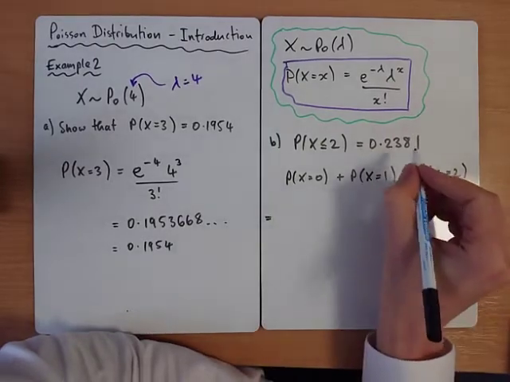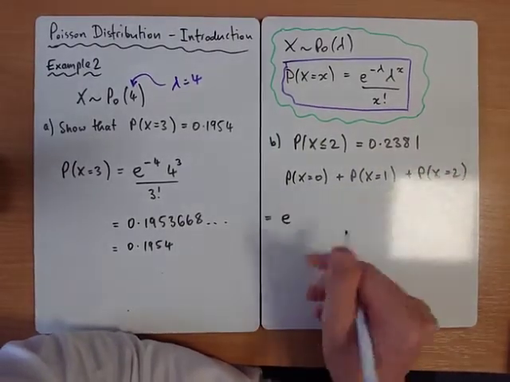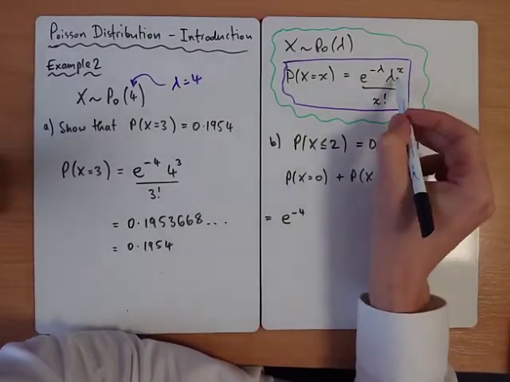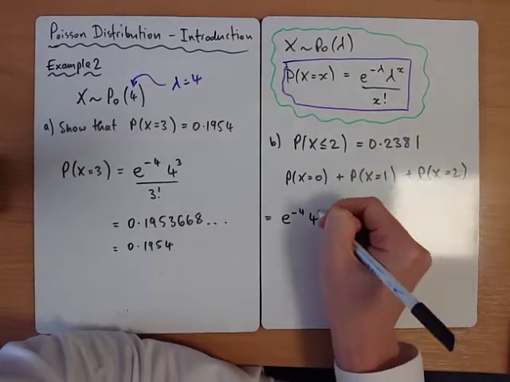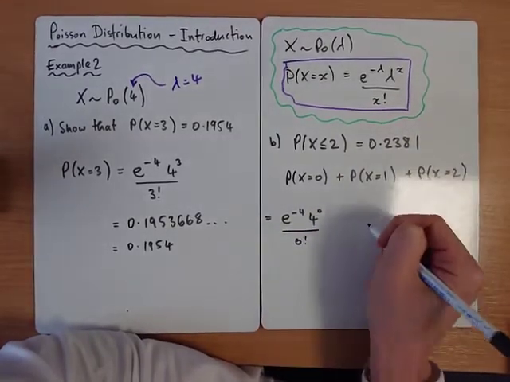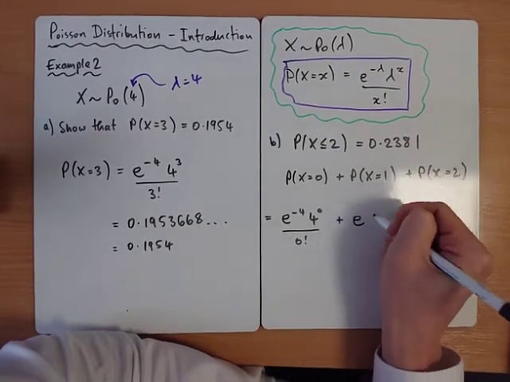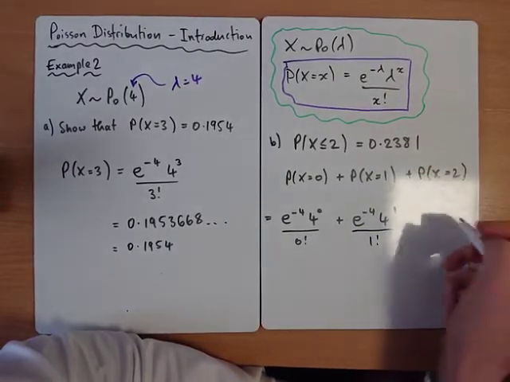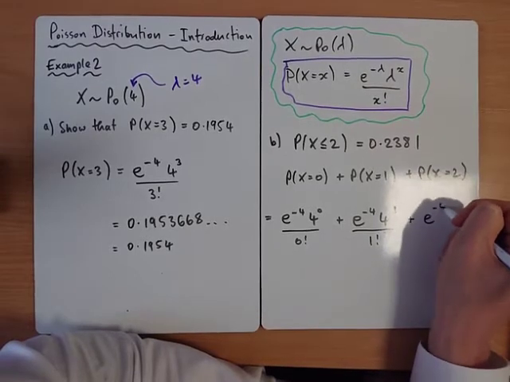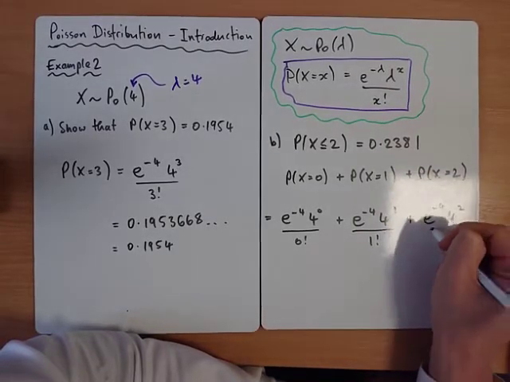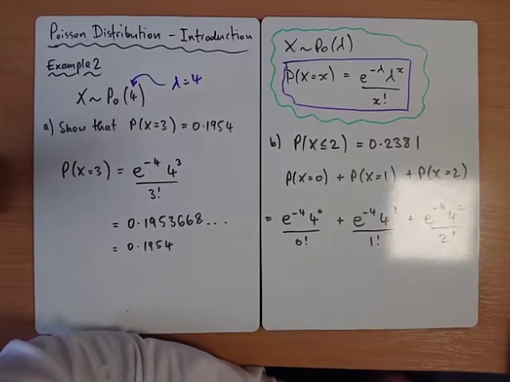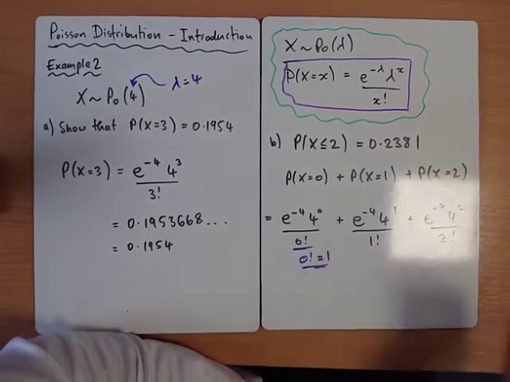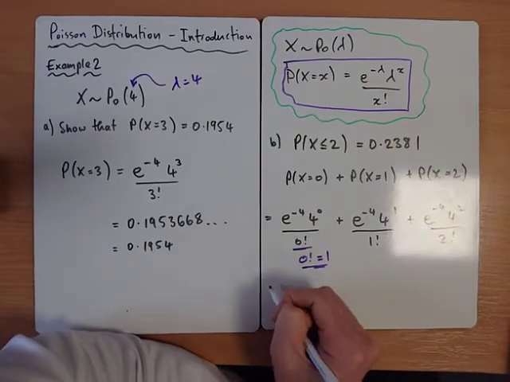So if I wanted to show where this comes from, it'd be e to the minus lambda, which would be minus 4, lambda, which would be 4 to the power of x, which would be 0, divided by 0 factorial, plus e to the minus 4, 4 to the power 1, divided by 1 factorial, and then e to the minus 4, 4 squared, divided by 2 factorial. Another thing that I'm not going to go into now, but 0 factorial is equal to 1, okay? So just trust me on that one.